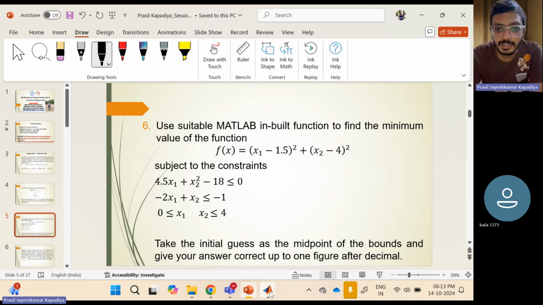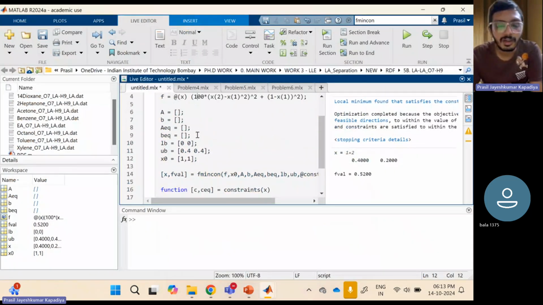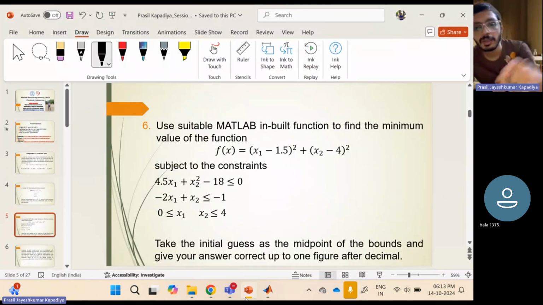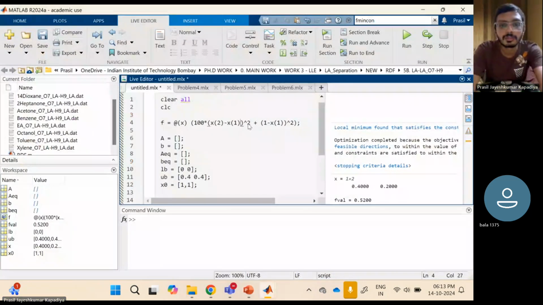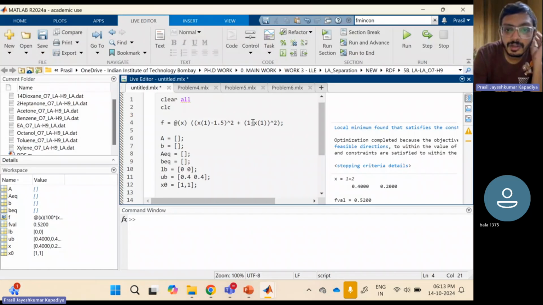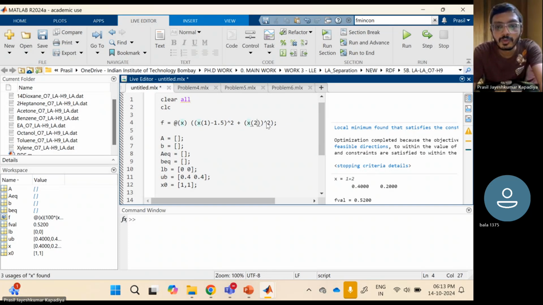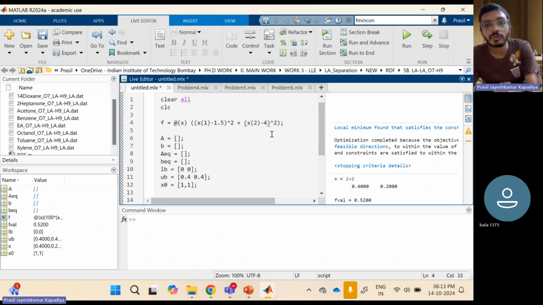So my function is (x1 minus 1.5) whole square plus (x2 minus 4) whole square. So I will write down here (x of 1 minus 1.5) whole square, and my second (x of 2 minus 4) whole square. Okay, this is my function.